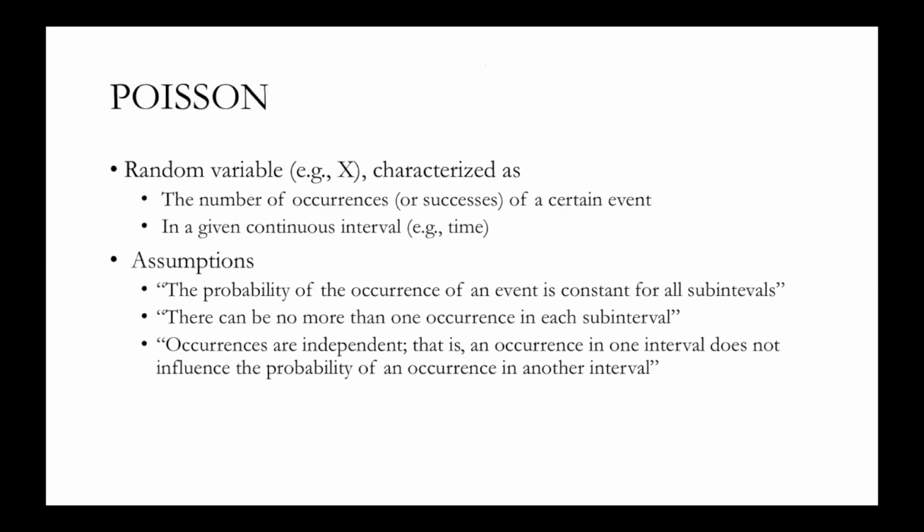And now we move to the last chapter, which is the Poisson distribution. Here you have a random variable that is characterized as the number of occurrences of a certain event in a given continuous interval, and you assume that the probability of the occurrence of an event is constant for all subintervals, and there can be no more than one occurrence in each subinterval, and the events are independent, so one event does not influence the probability of the event in another interval.